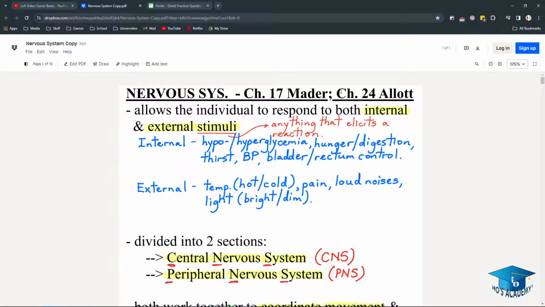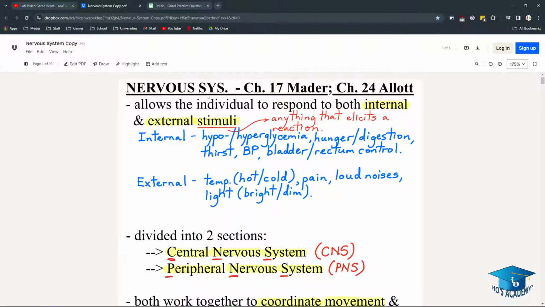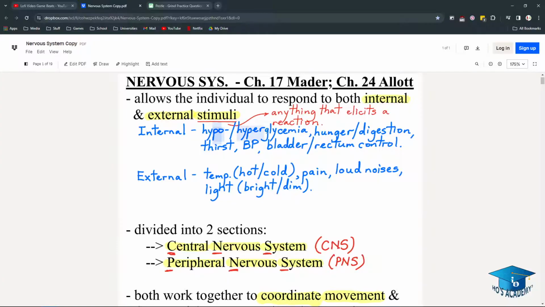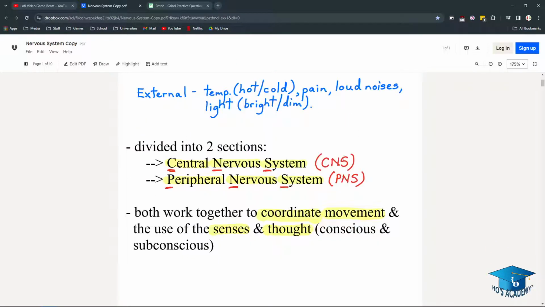Okay, finally, nervous system. Personally, my weakest unit, so sorry if I fumble. It allows the individual to respond to both internal and external stimuli. So there are internal stimuli, such as all these, and external, such as the things in your environment, or even pain. So things that do touch you, for example.